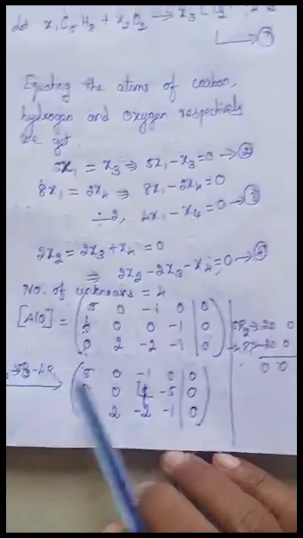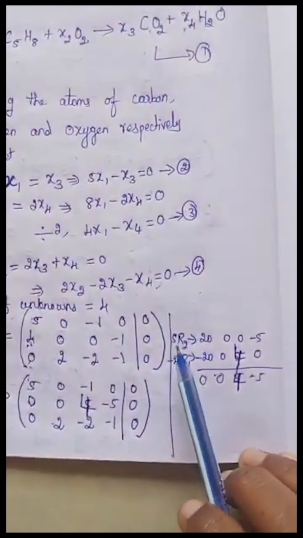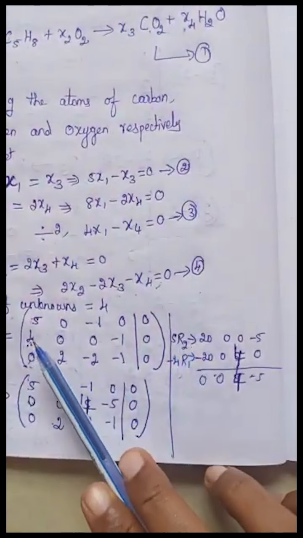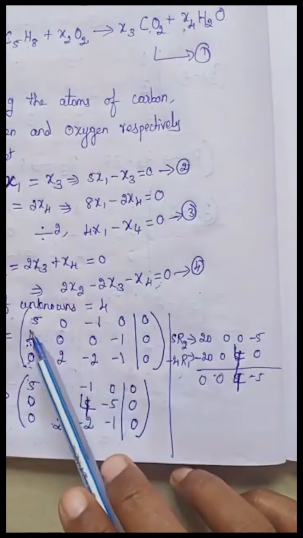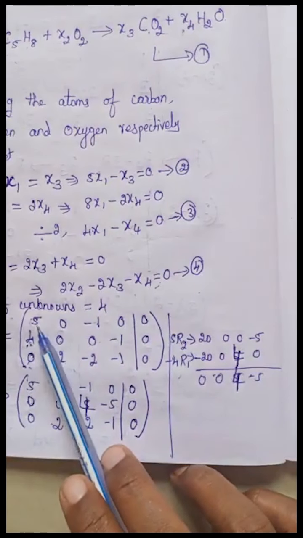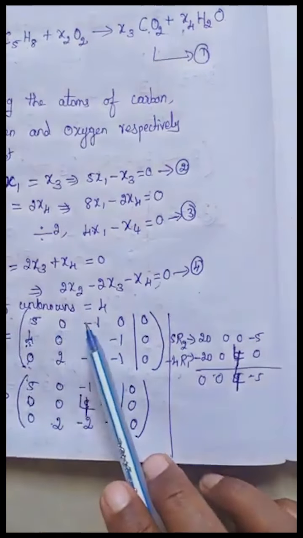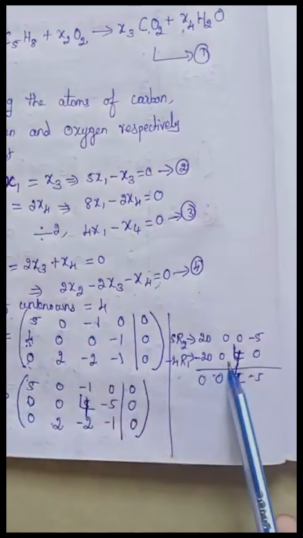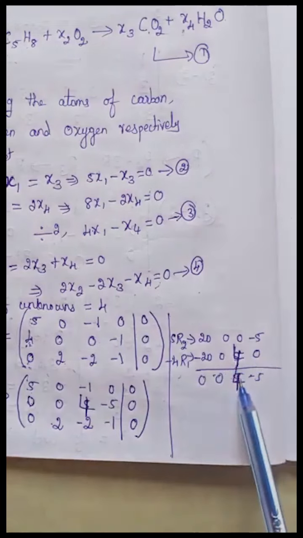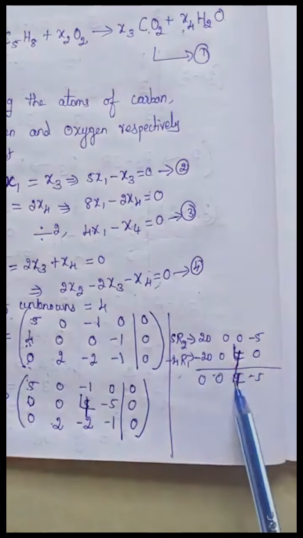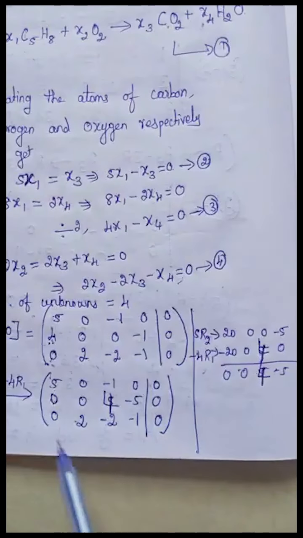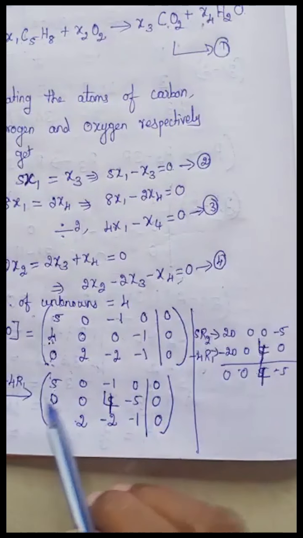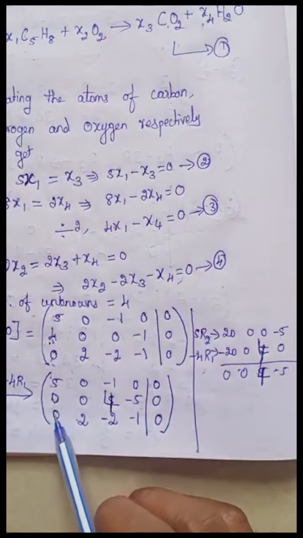Since both numbers are there, we can write it on the side. 5 into R2: 20, 0, 0, minus 5. Then minus 4 into R1: minus 5 into 4, 20, 0, minus into minus plus 4, 0. So when we add, 0, 0, 4, minus 5. R3 there is no change. Now we can see that these two positions we have made 0, isn't it?